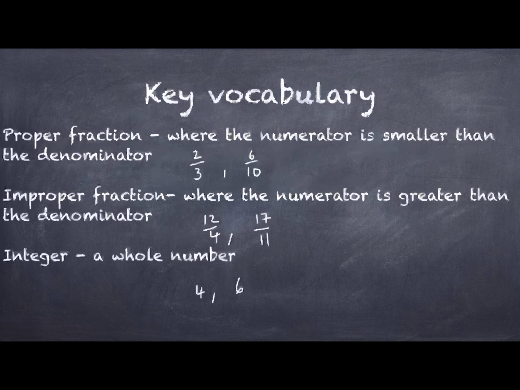An improper fraction is where the numerator is greater than the denominator, so we've got a bigger number on the top and a smaller number on the bottom. For example, 12/4, 17/11, or there are lots of other examples. An integer is just a whole number, okay? So I've used the example 4 or 6, or it's just any other whole number.